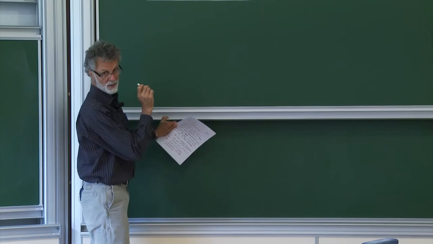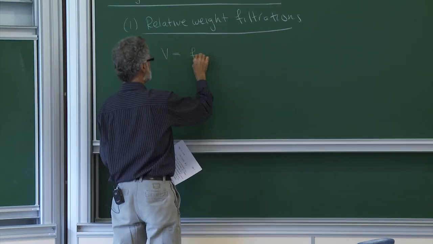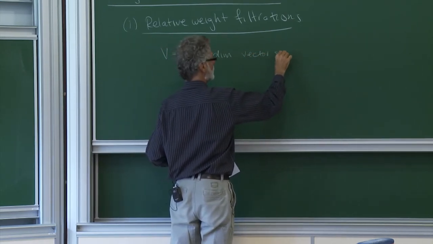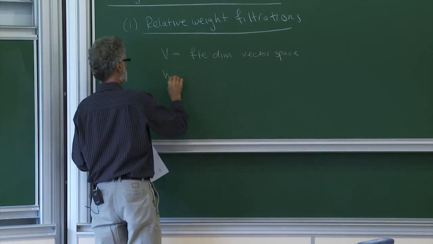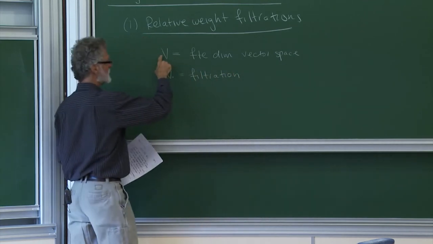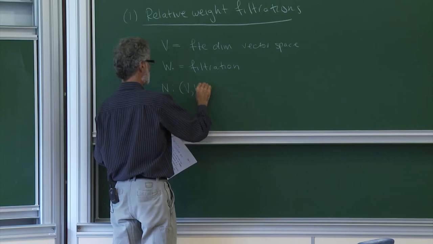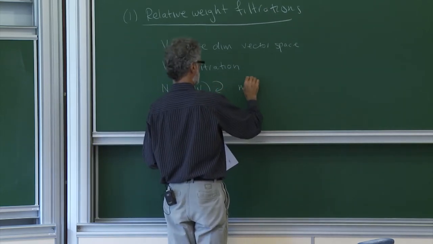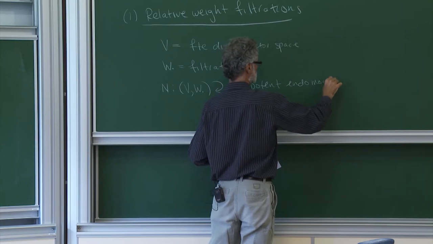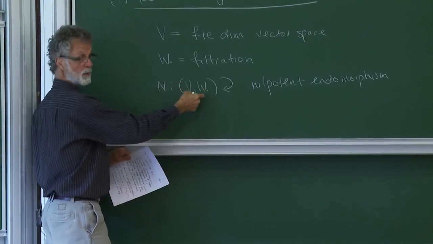The difference with the pure case is we now have a weight filtration. So the setup here is going to be V is a finite dimensional vector space, say over Q or some field of characteristic zero. W dot equals the filtration. So for example, this could be a mixed Hodge structure and its weight filtration. And N takes V into itself as a nilpotent endomorphism, so by this I mean that N is a nilpotent endomorphism of V and it preserves W.